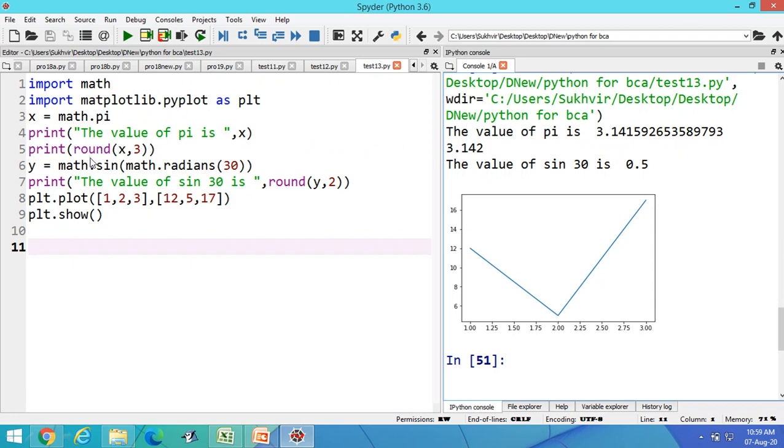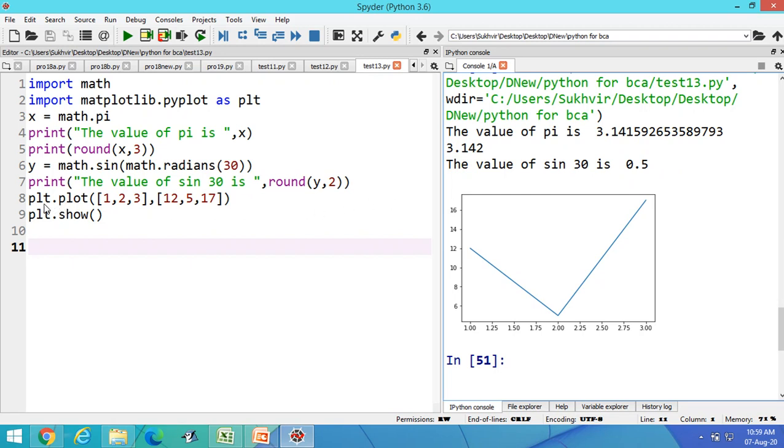If I print the value using round up to 3 places of decimal, then I can print 3.142. Next one, if I am writing y is equal to math.sin(math.radians(30)). First of all, I convert the value into radians. It means I am calculating the value of sine 30. If you know about the trigonometric functions, you can tell easily that the value of sine 30 is equal to 1 over 2, that is 0.5.